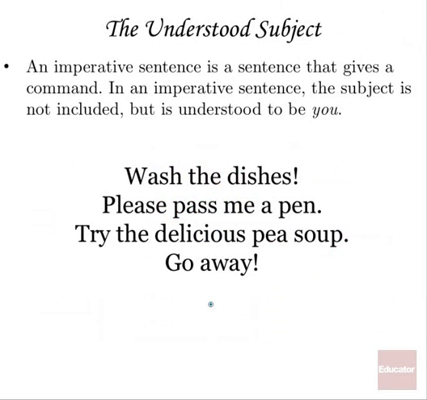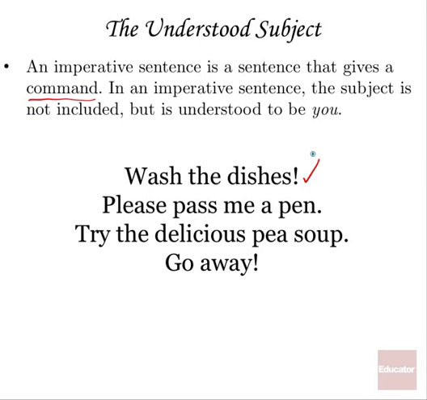Now, the understood subject is used in a particular mood of sentence called the imperative. An imperative sentence is a sentence that gives a command. It gives an order. In an imperative sentence, the subject is not included. There is no word that you can mark as the subject, but it is understood that the subject is you, the person being addressed. You're the one being told to perform the action, whatever it is.